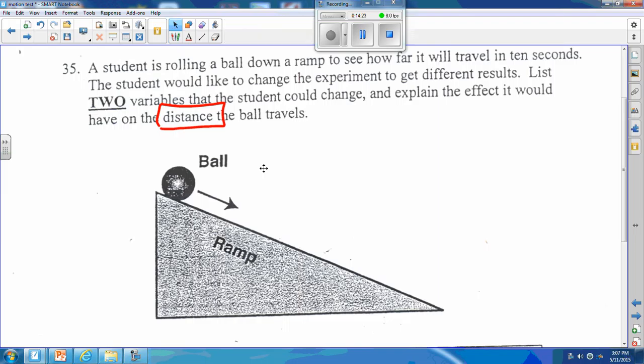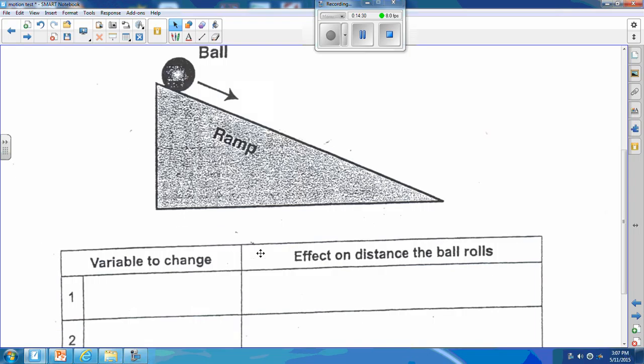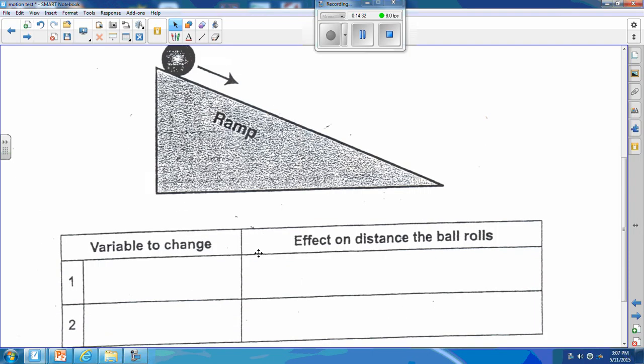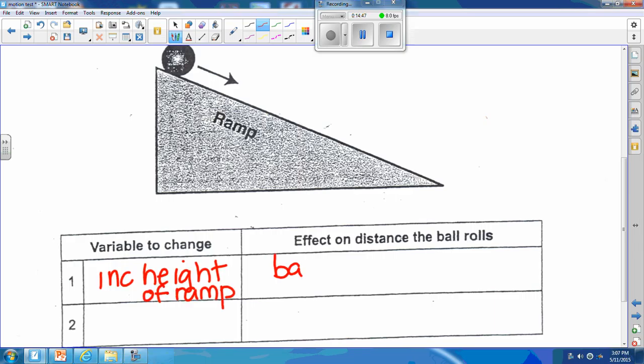I would say 90% of you told me how it would affect the speed. Does it want to know about speed? No, just the distance. So the variable we're going to change, well, they're only showing you 2 things. So if we're changing the ramp, you have to tell me what you're doing to the ramp. So you want to increase the height of the ramp. If I increase the height of the ramp, what's going to happen to the distance? Well, the ball will roll farther. You want to talk about distance.